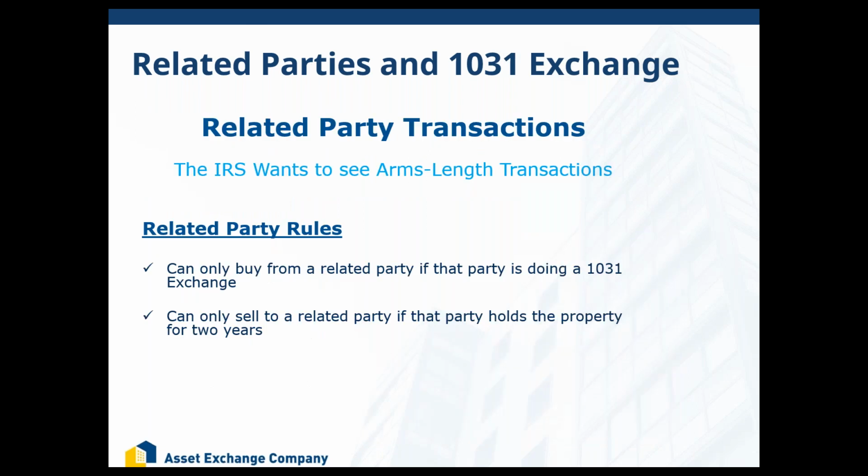The IRS is looking for an arm's length transaction when it comes to a 1031 exchange. You can only buy from a related party if that party is also doing a 1031 exchange. You can only sell to a related party if that party holds the property for at least 2 years. So again, you just need to be really careful. Anything to do with related parties, you have to dot every I, cross every T. If they're looking for that on the form, it could possibly trigger some type of audit. So just keep that in mind, anything to do with related parties and 1031 exchange.